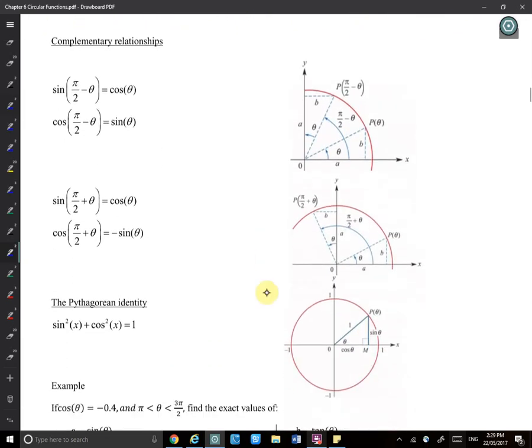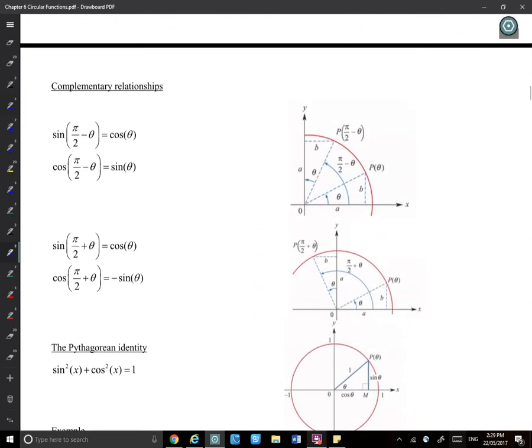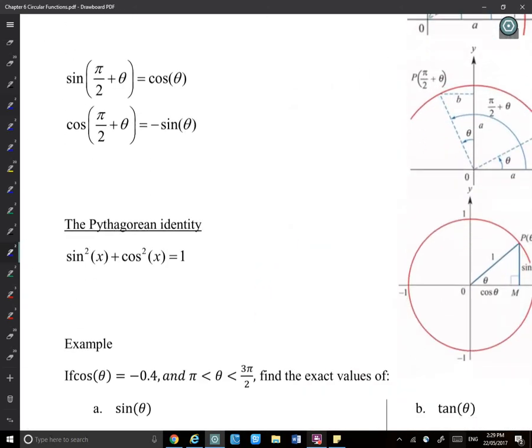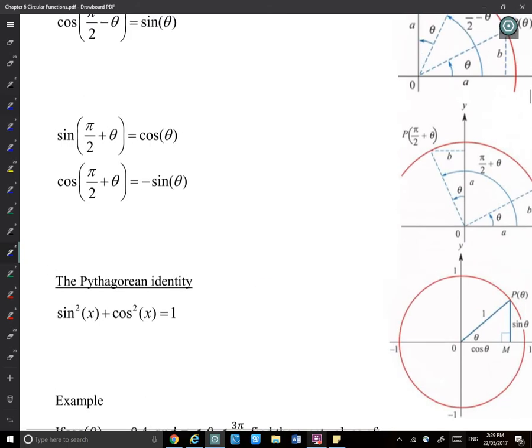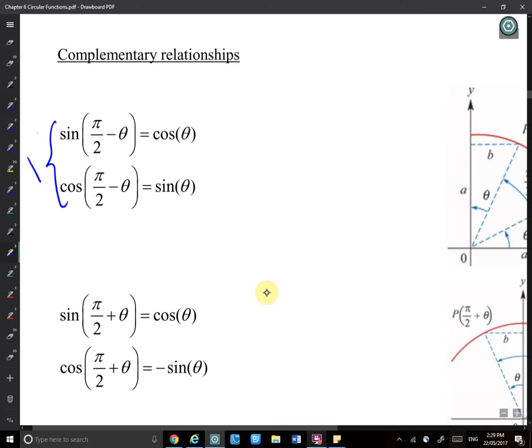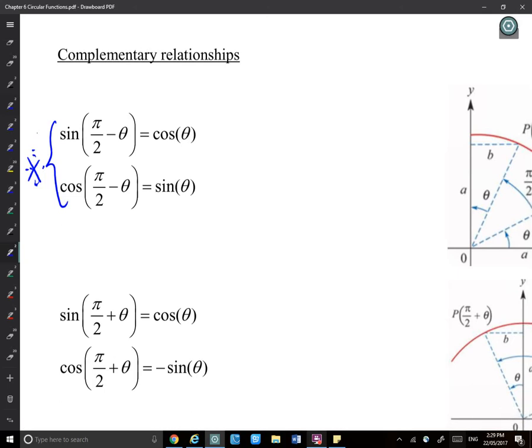Okay, further properties. There are 4 more symmetrical properties, and there is 1 Pythagorean identity. Okay, so the first one is sine(90 degrees minus theta) will give you cosine theta. Cosine(90 degrees minus theta) will give you sine theta. Those two are actually really helpful. Those two formulas are really helpful for some types of questions, especially to do transformations between sine and cosine.